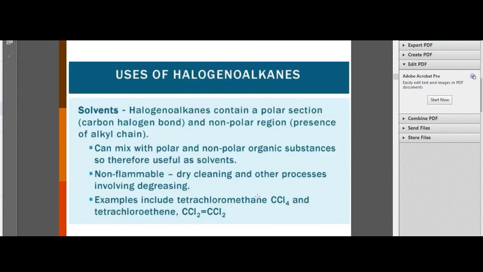Okay, as a solvent, halogenoalkane is very good. Why? Because it contains a polar region. You know that it has a carbon-halogen bond, right? And you know that halogen is very electronegative. It creates positive and negative partial charges. So we have two different regions here, a polar section here, and the non-polar region, the carbon-carbon chains. So that's why halogenoalkane can mix with polar and non-polar organic substances, so it is very useful as a solvent.